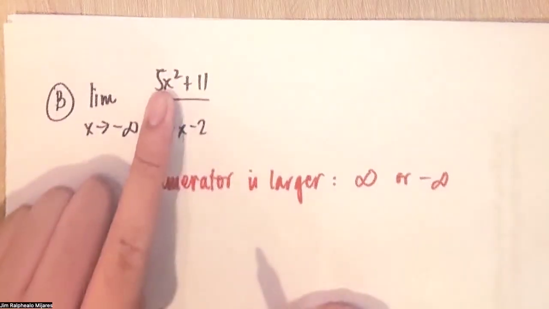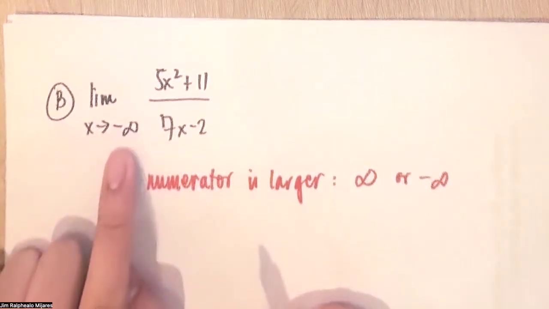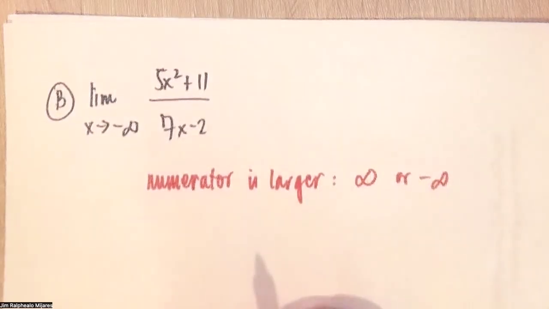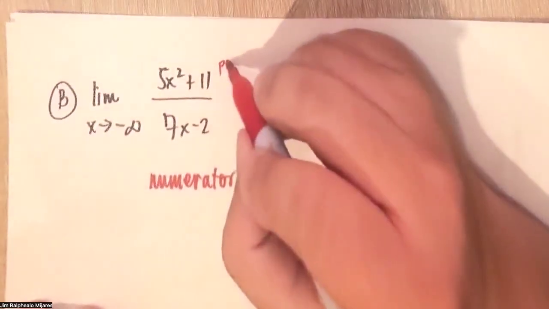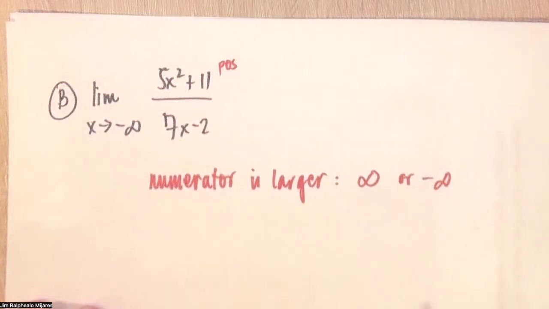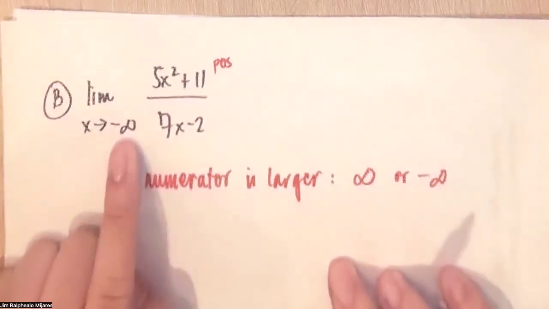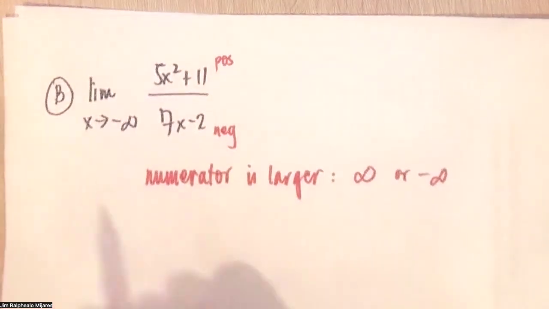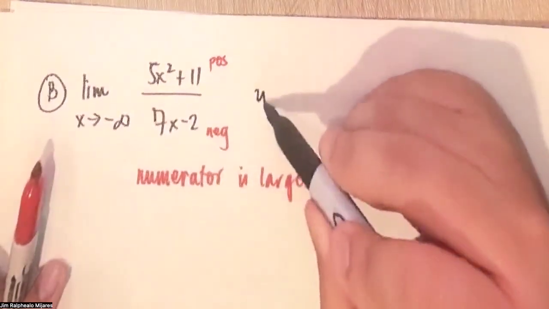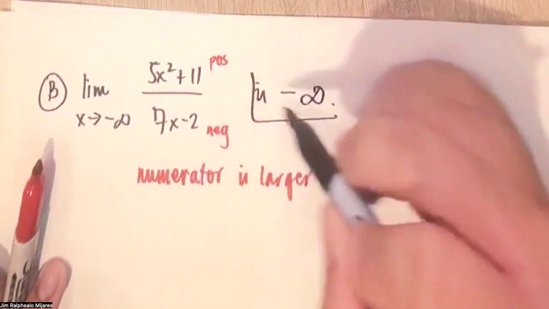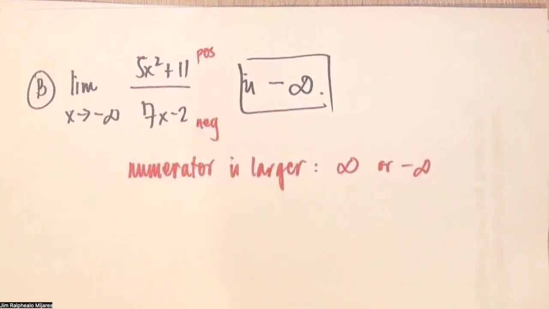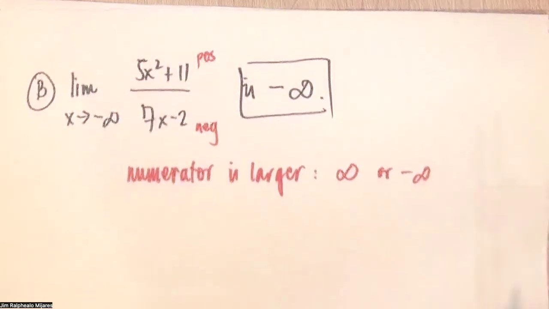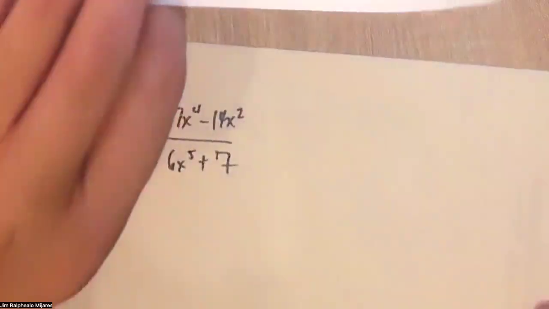So in here, 5x squared, x approaches negative infinity. If you square a negative number, you get positive. So the numerator is positive. The denominator, 7x: 7 times a negative number, because it's negative infinity, so this should be negative. Positive over negative, therefore this becomes negative infinity. Right? Letter C.